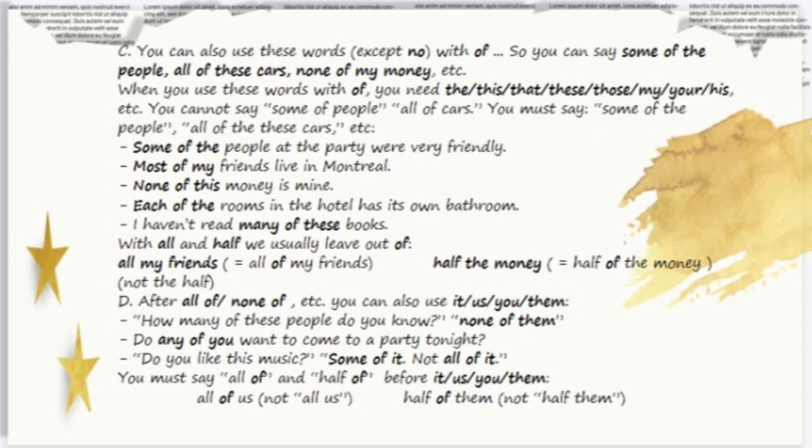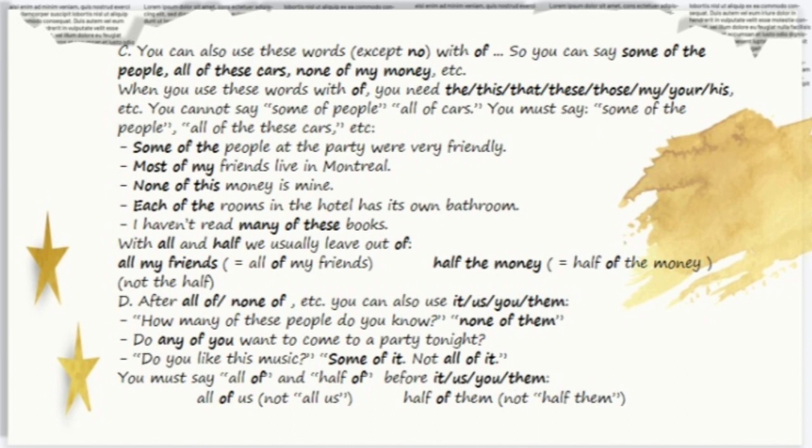D. After all of or none of and etc., you can also use it, us, you, or them. For example, how many of these people do you know? None of them. Do any of you want to come to a party tonight? Do you like this music? Some of it, not all of it.